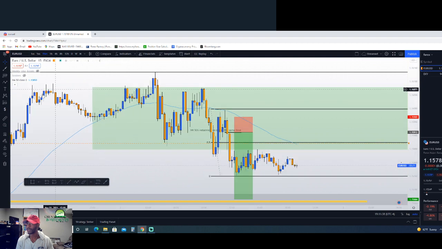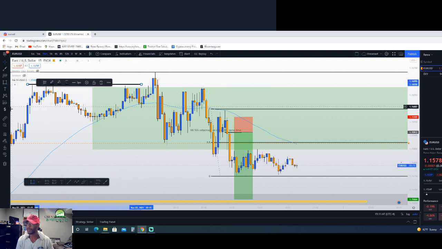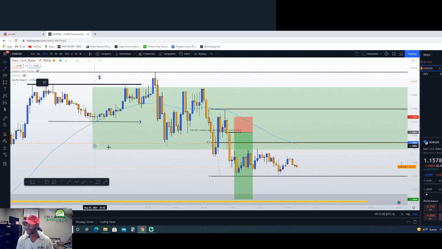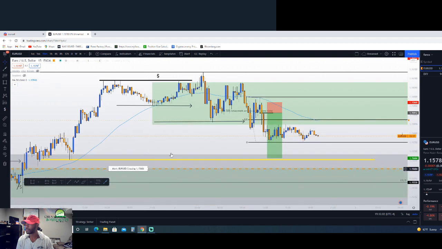All right. So as we can see here, we have this liquidity right here. Big institutional push up, and then we have this breaker structure right here, and then we have this breaker structure also right here. All right.